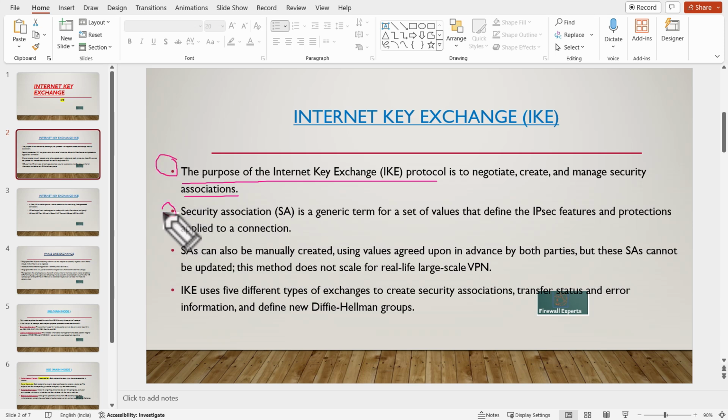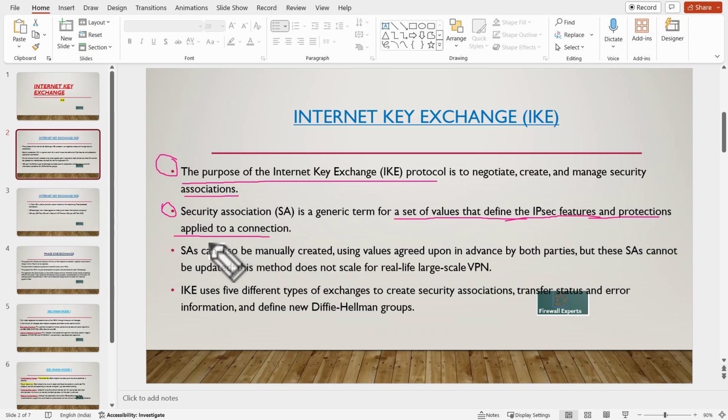The second point is that SA is a generic term for a set of values that define the IPsec features and protections applied to a connection. As we understood in the previous videos, an SA is the agreement both parties get after the negotiation. So it defines the IPsec features and protection applied to that connection.